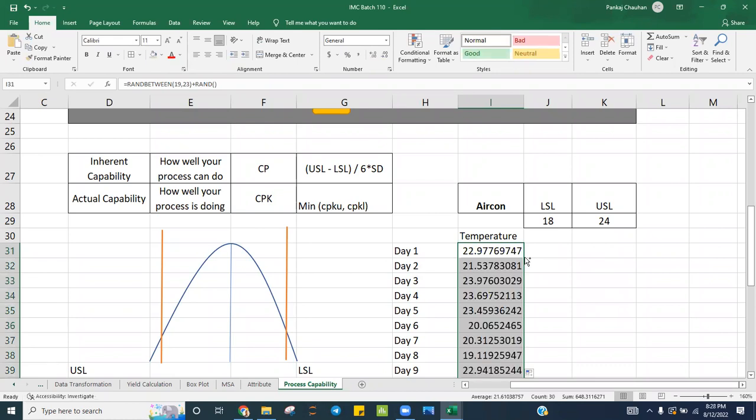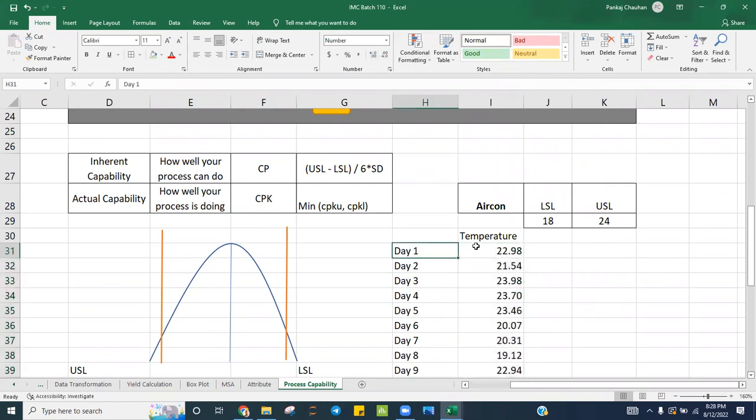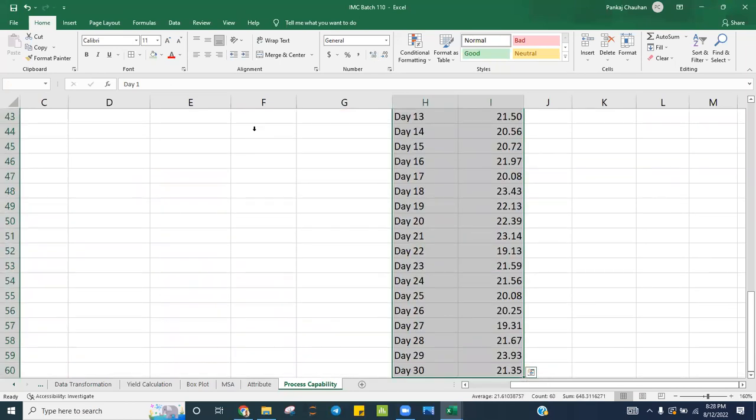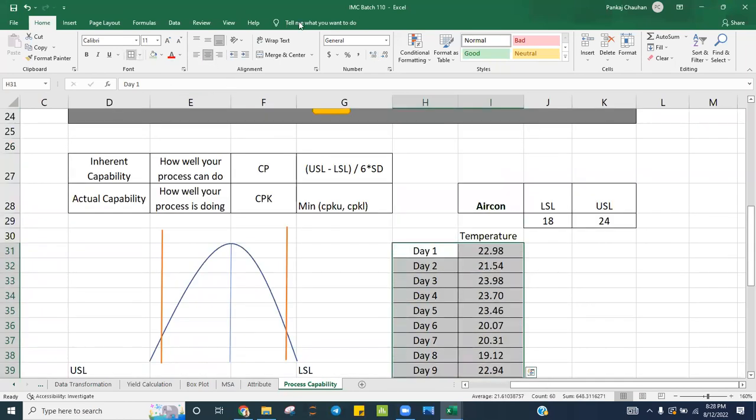And this was the temperature. I just copy paste this as values, make it to 2 decimal. Now you want to find out the probability of defect of my temperature. So you have the specification limit, you have the actual value. So first I will calculate my inherent capability. Is my air conditioner really capable or not capable of delivering the temperature within the given specification?